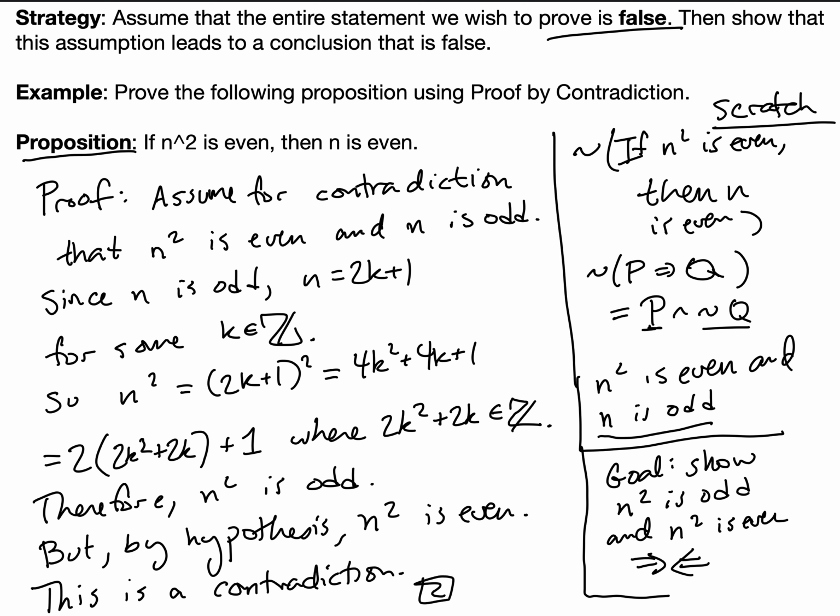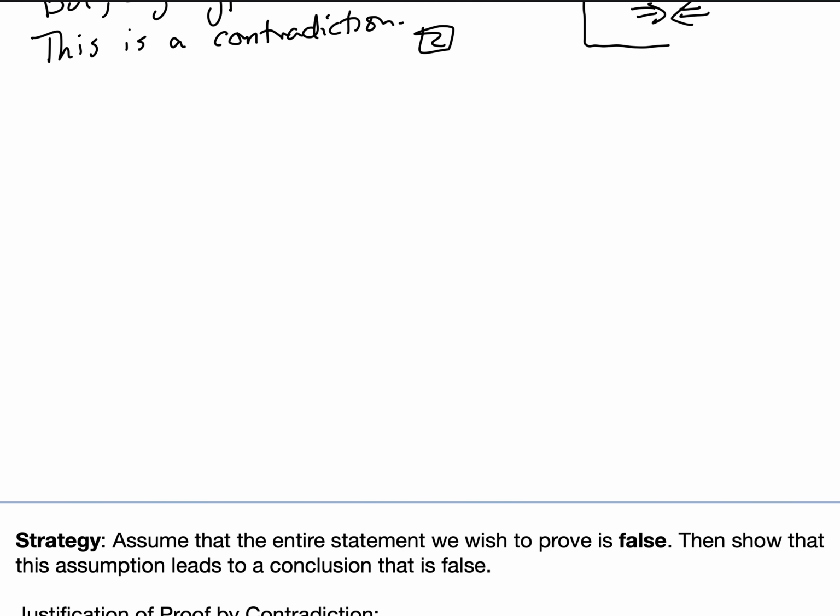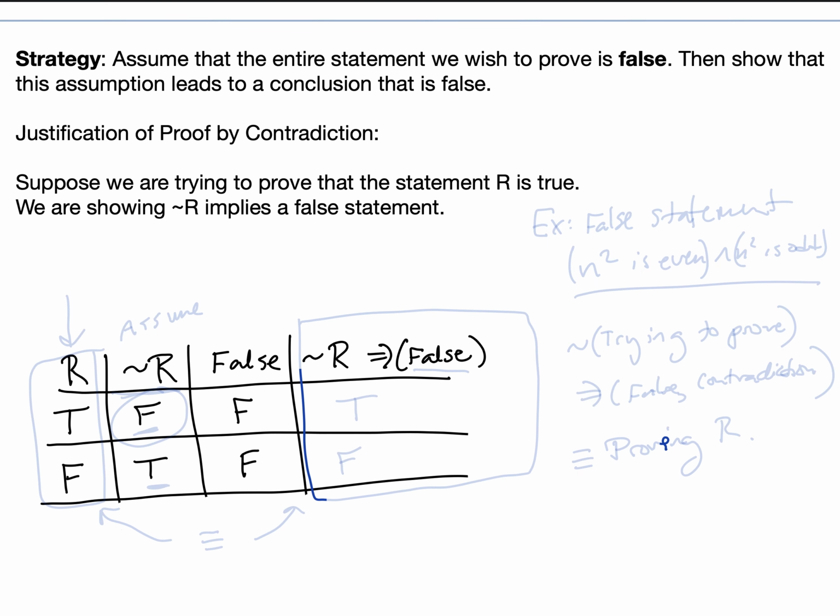And we are done. In case it's not clear, let's talk a little bit about why this strategy works. Some justification for this strategy of proof by contradiction. Suppose we're trying to prove that the statement R is true. We are showing that not R implies a false statement. In the example above, our false statement was that n squared is even and n squared is odd. That was our false statement. But again, this will differ between different proofs.